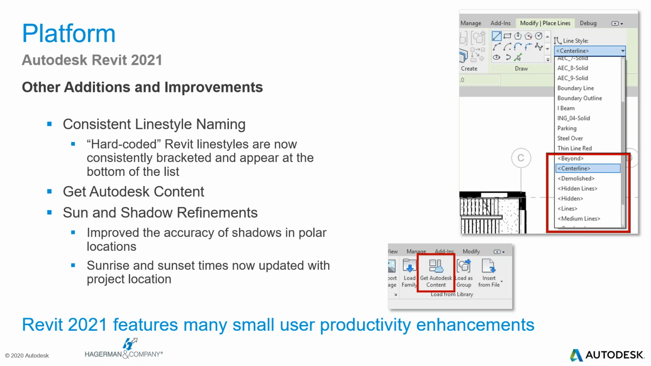Sun and shadows are more accurate in extreme locations, especially in situations where the sun doesn't set, such as near the North and South poles. So Revit 2021 features many small enhancements intended to address customer requests and improve productivity.